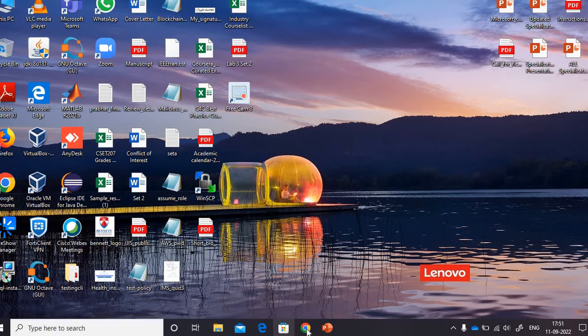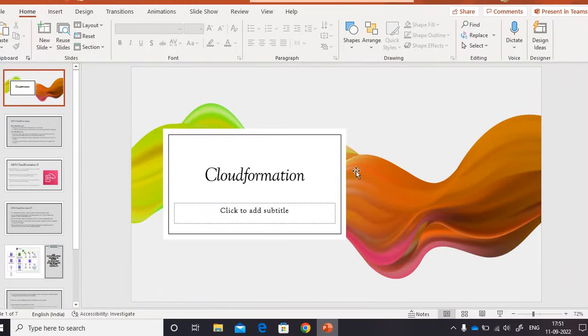Hello everyone, I will be discussing CloudFormation today. I will discuss the working of CloudFormation with some theoretical concepts, and apart from that I will be showing you a lab demo. So I'm just discussing what CloudFormation is and why it is needed.